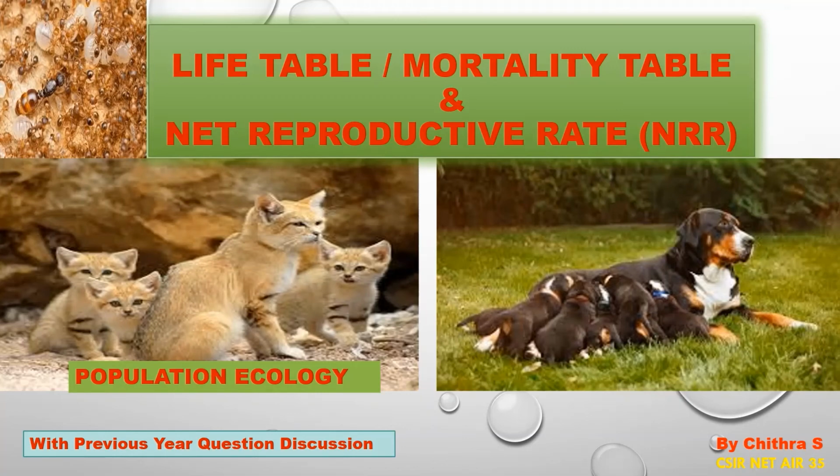Today in this video we are going to discuss life table or mortality table and net reproductive rate or NRR. I took this topic from population ecology and it is one of the important topics for CSIR NET Life Science examination. Mostly 4-mark questions are asked from this topic, and at the end of this video we will discuss some of the previous year questions also. So let's begin.